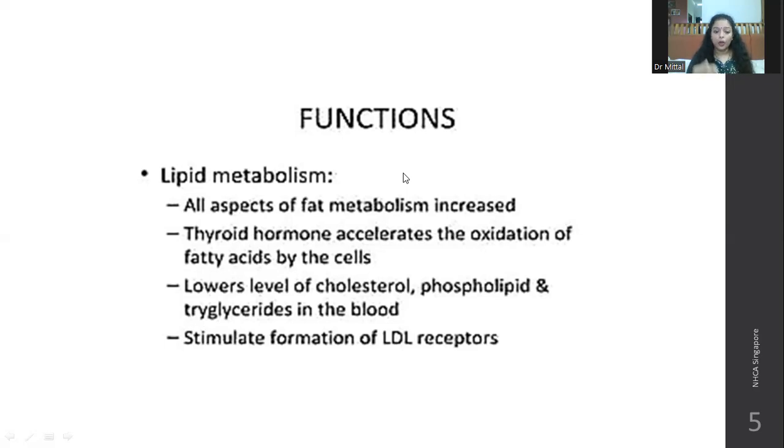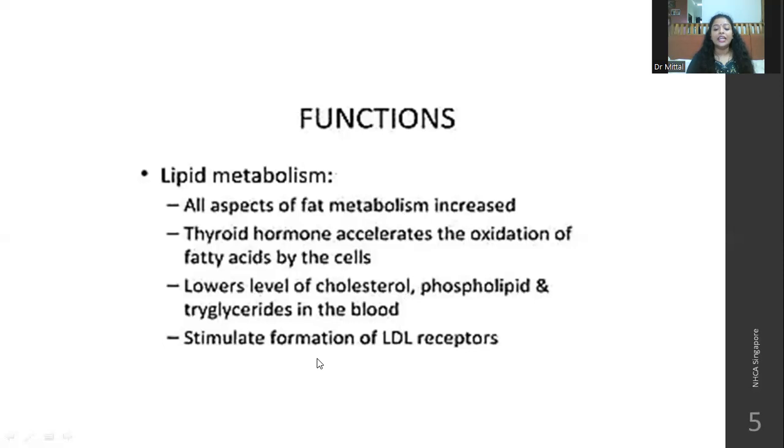Lower levels of cholesterol because you are burning the lipids. LDL, HDL doesn't matter. All different aspects of fat, even if it is in the cholesterol form, even if it is in the form of LDL, HDL, adipose cells, all aspects of lipids are able to get metabolized in the presence of thyroid hormones. Triglycerides in the blood, phospholipids, cholesterol, these all will get metabolized because of thyroid hormones.